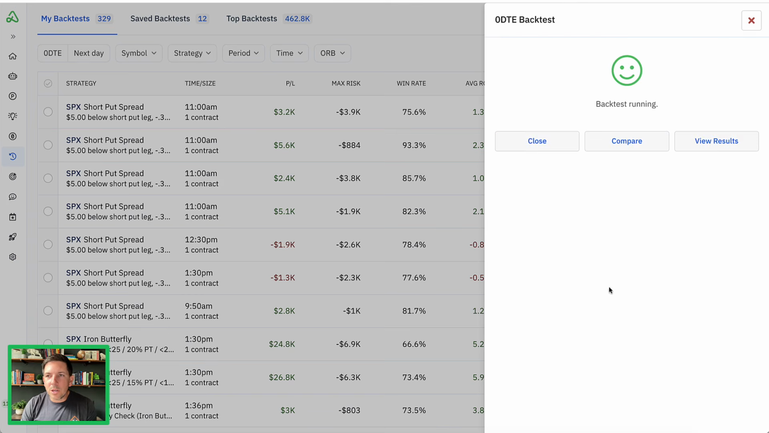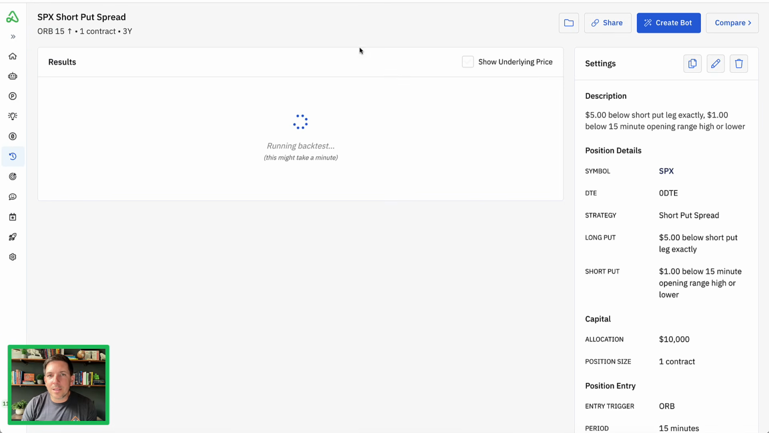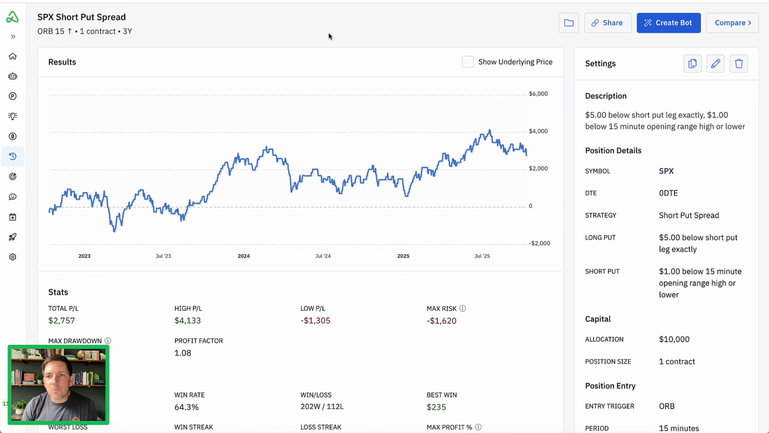So once we do this, we're going to run the backtest. We'll click here to view the results. The backtest should take about a minute or so to run, and you can see it's already done. And so now we have the details of this very basic 15-minute opening range breakout. I will add a link to this backtest so you can see it right below this video, and you can start to create different versions of it yourself. So here's the backtest for this.